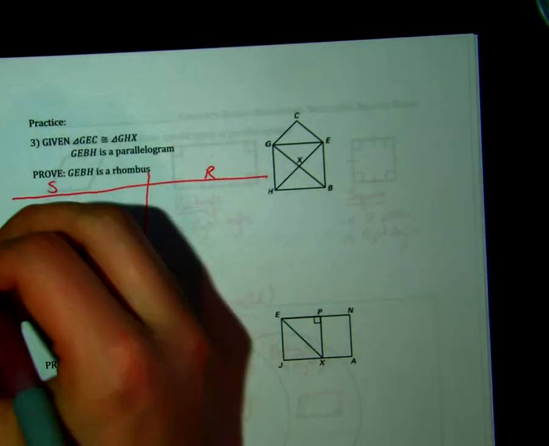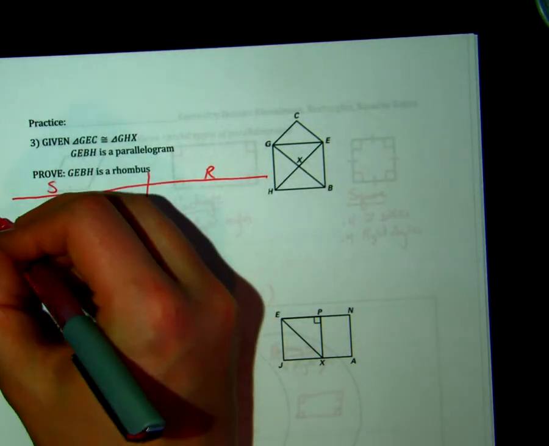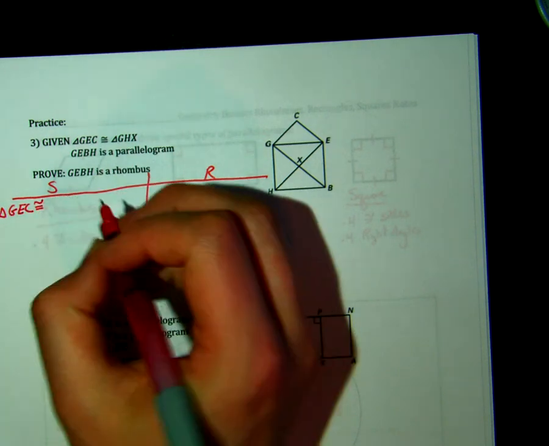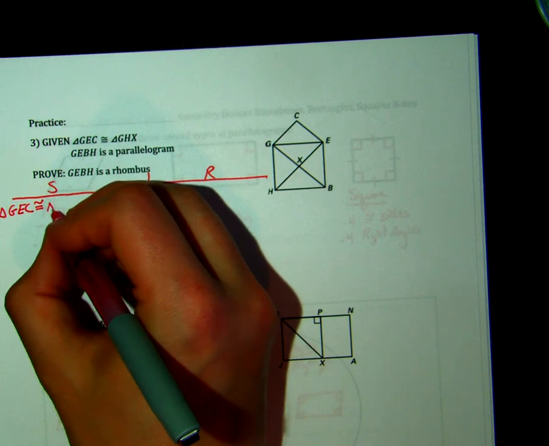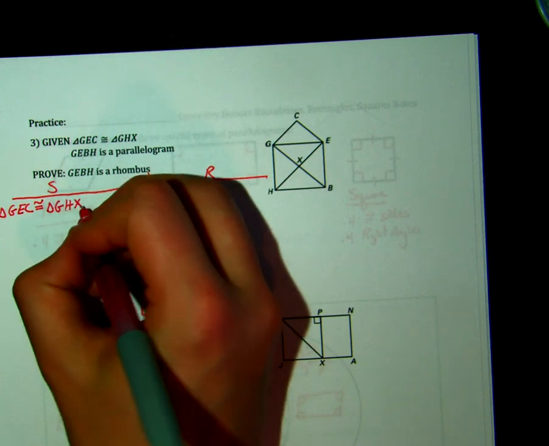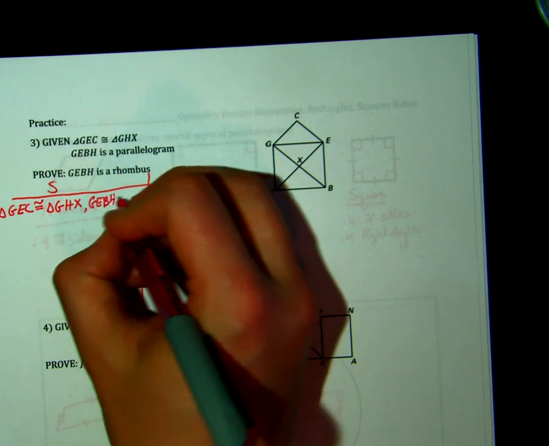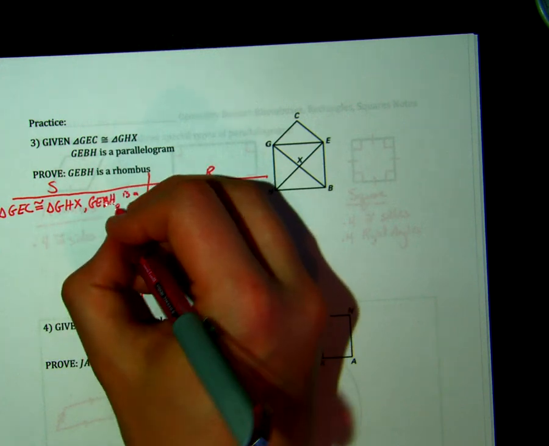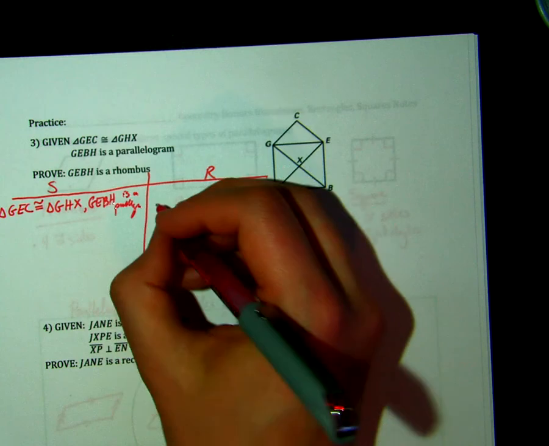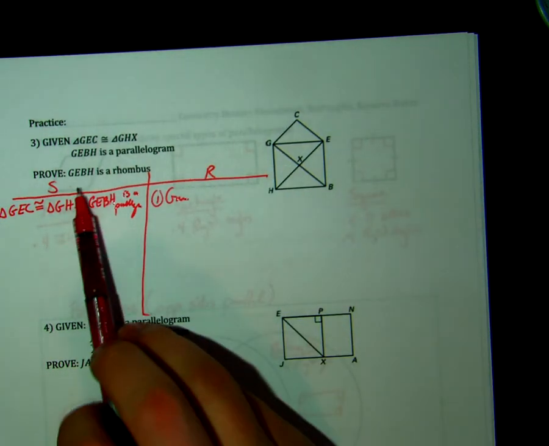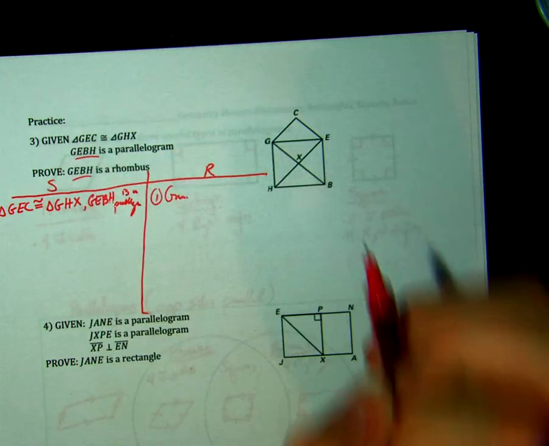So again, we're always starting with our givens. So we have triangle GEC is congruent to triangle GHX. And we also have that GEBH is a parallelogram. Okay. And we're trying to prove that GEBH, so the same shape, is a rhombus.